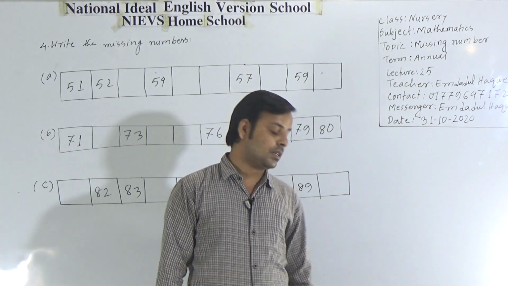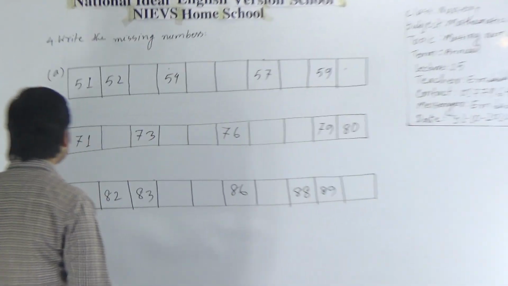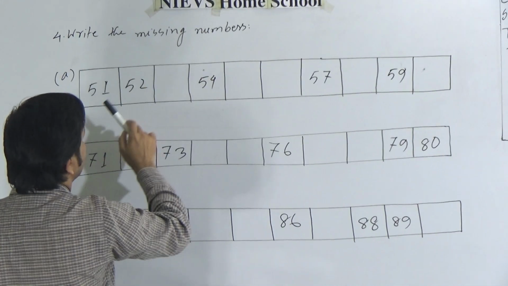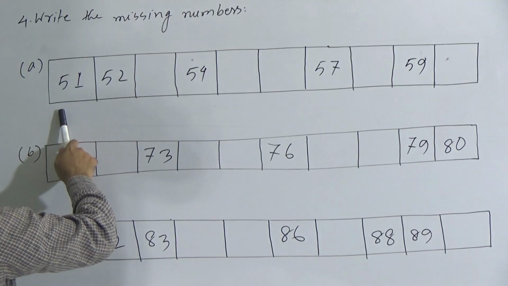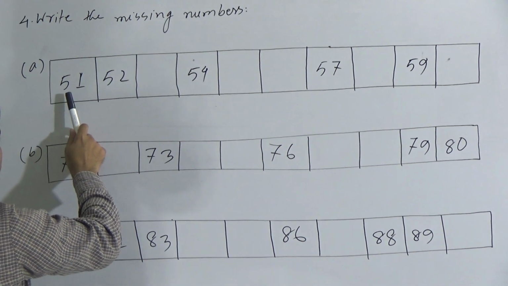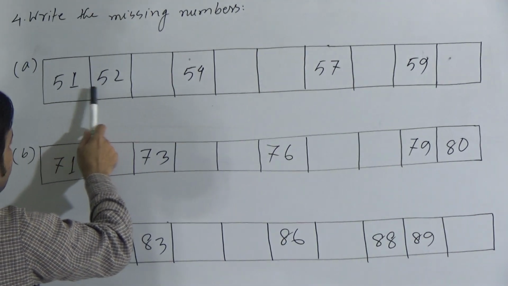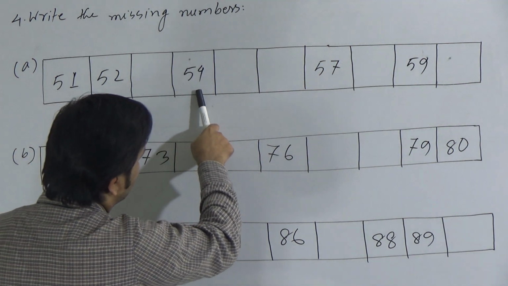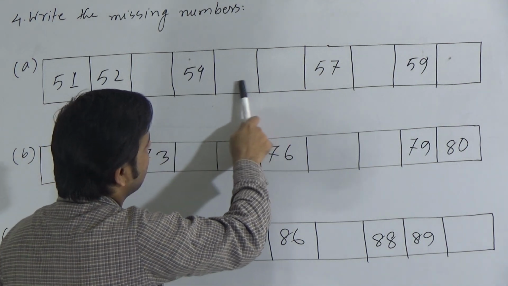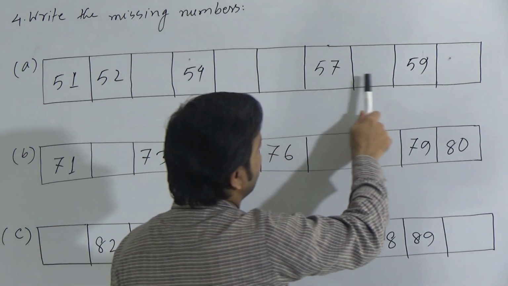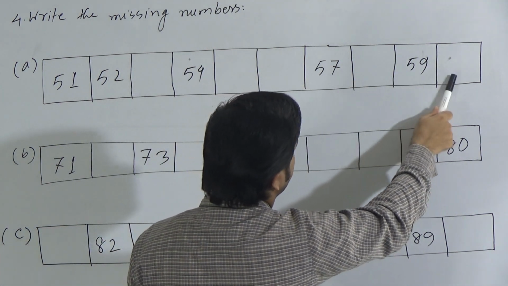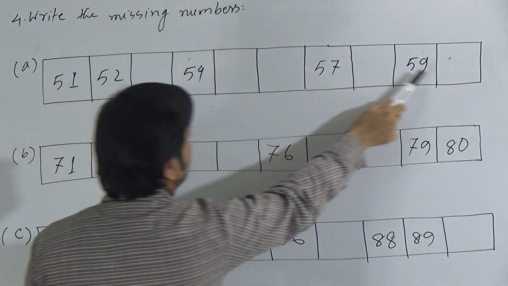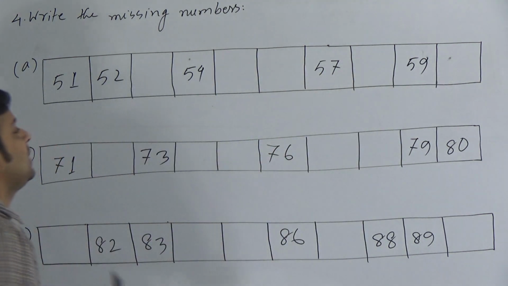Okay, dear students, now see. Write the missing numbers. Dear students, here you see in the first question some numbers are given. 51, 52, here is a gap given, and here is another number 54 given, and there are two gaps, there is 57 and here is a gap, and here is 59, here is another gap. Here 5 gaps are given, we have to fill up these 5 gaps by using some numbers.